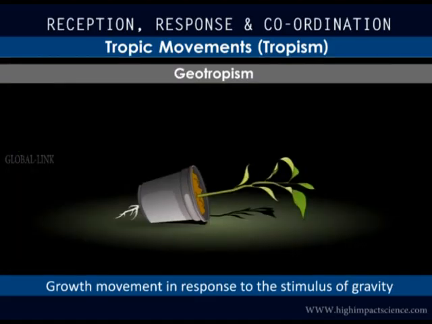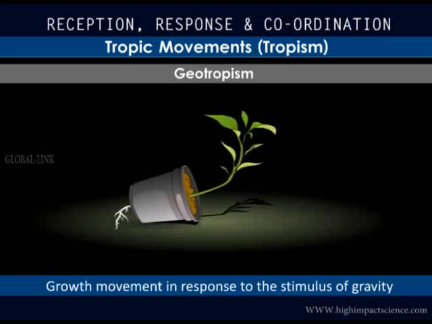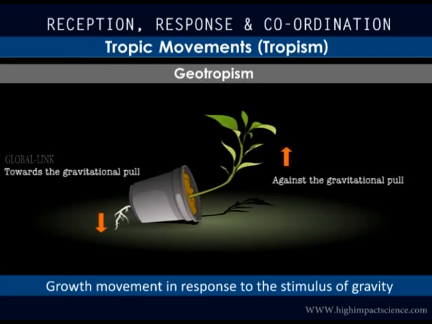The potted plant is then placed horizontally for a few days. It is found that the roots have grown downwards towards the gravitational pull. The shoots on their part have grown upwards against the gravitational pull. Plants' growth movement in response to the force of gravity is called geotropism.